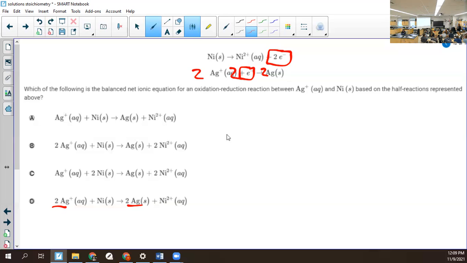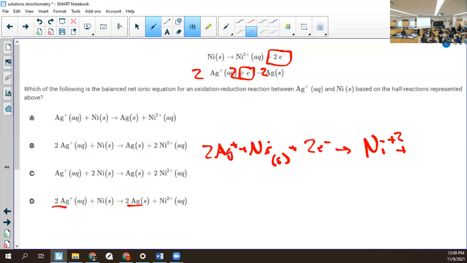So if we did add it together, we'd have 2 Ag plus Ni solid plus 2 electrons, right? And then on the right side, we'd have Ni plus 2, electrons, and 2 Ag solid. Now, that's not all written there. How come? Because the electrons, you had 2 on the left, 2 on the right, so we wouldn't write them. They'd cancel out. Okay.